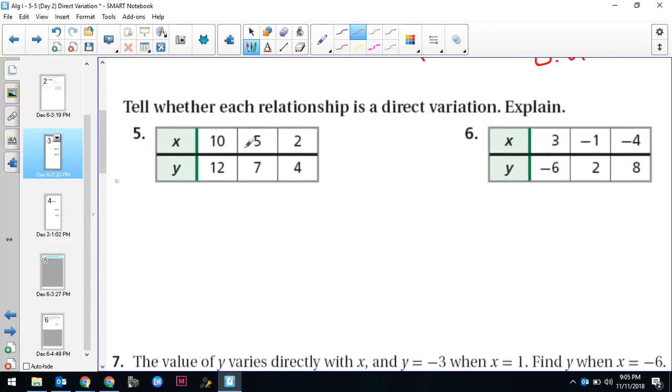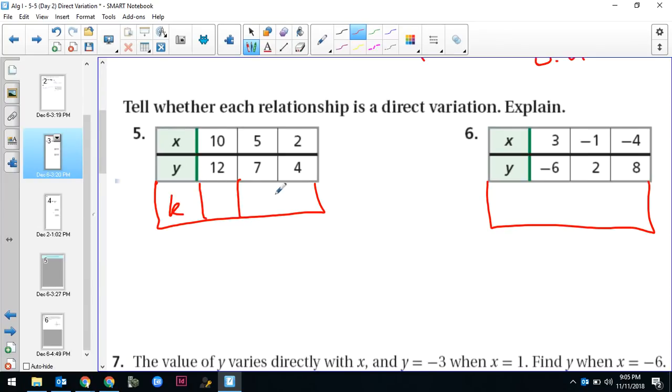Number 5, see whether the relationship is a direct variation. For these ones, I'm going to add a new row down here on the bottom, and I'm going to make that my k row because it should have a constant k value. Remember, what is the k value? K is y over x. So if I have a constant k value for each one of these, that must mean it's going to be a direct variation.